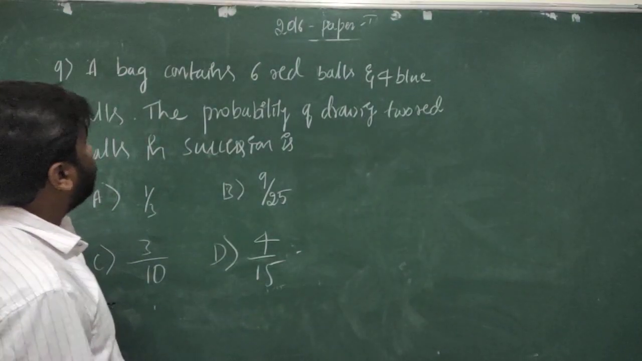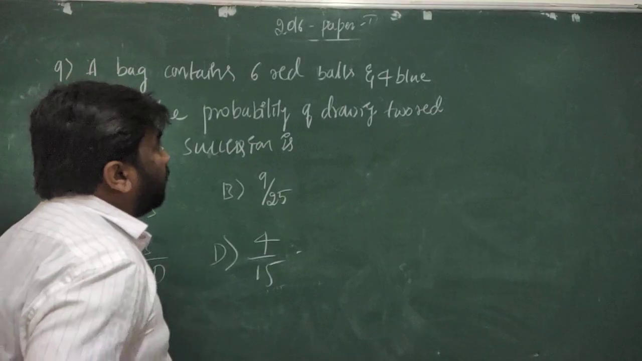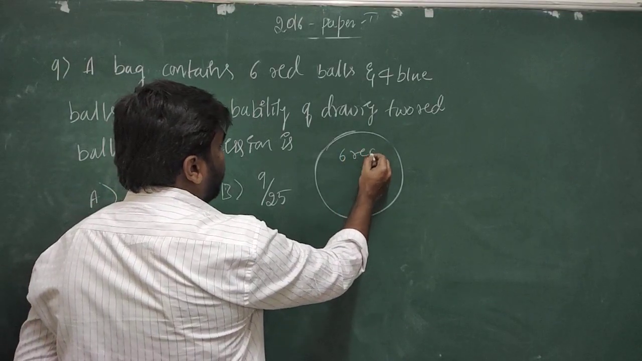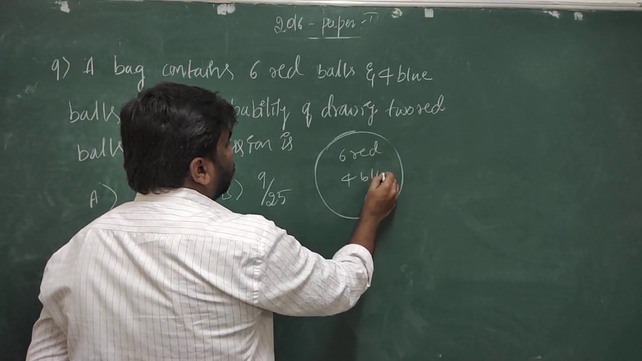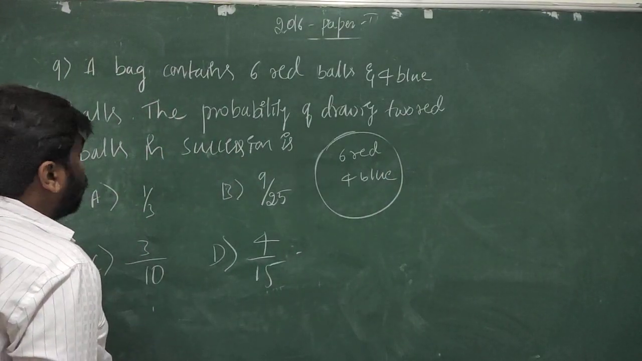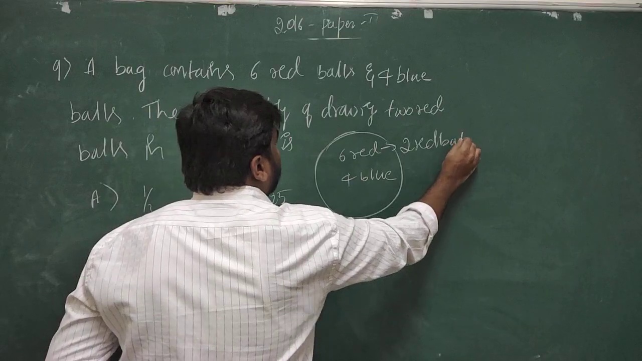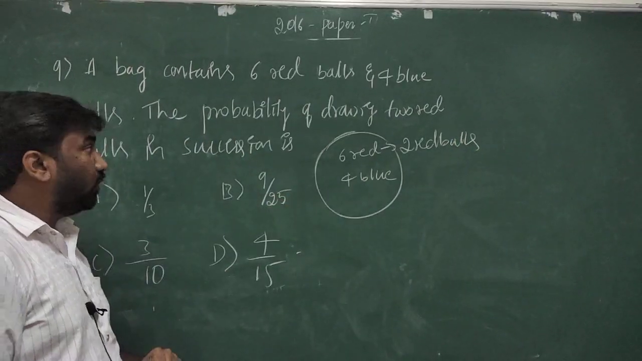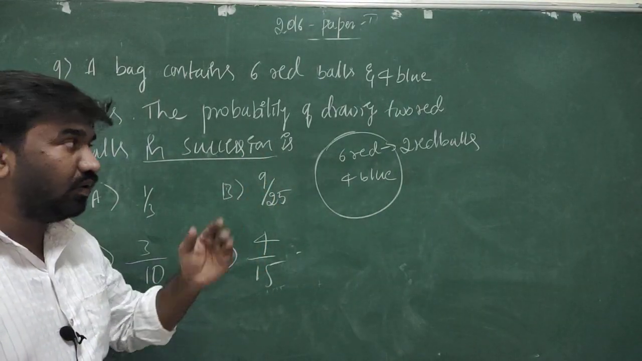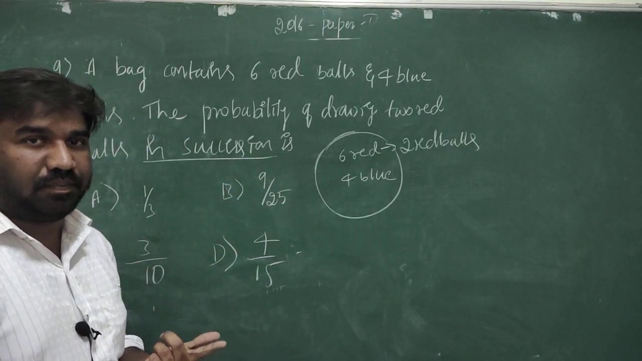So this is the question based on probability. Here the bag contains 6 red balls and 4 blue balls. For example, let us take this is a bag. In the bag we have 6 red balls and 4 blue balls, and the probability of drawing 2 red balls in succession, one after another. First we will take one red ball and next we have to take another red ball without replacement, okay.